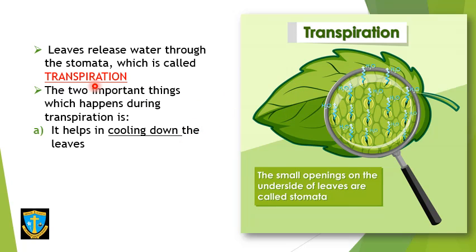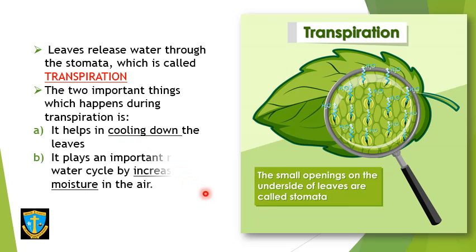We also transpire by sweat or urine. We give off water, correct? Once we sweat, we give off water, and if we put on the fan, the air cools us down. So in case of transpiration, the same thing happens. It cools down the leaves. Also, it plays an important role in the water cycle by increasing the moisture in the air. So once the plant gives out water, the water is excess in the air, it cools the environment.